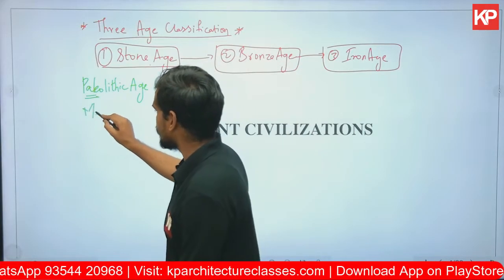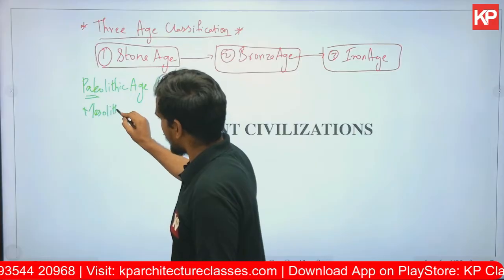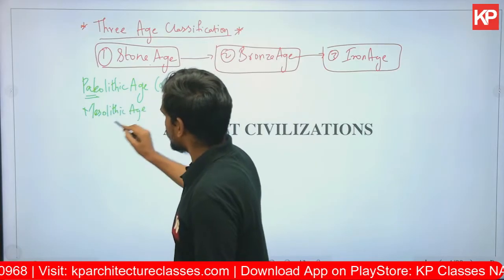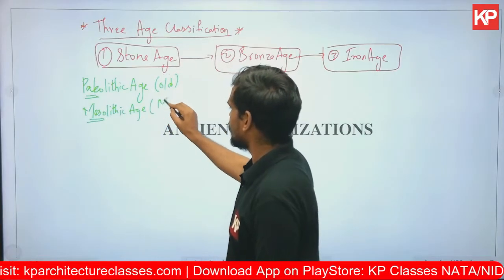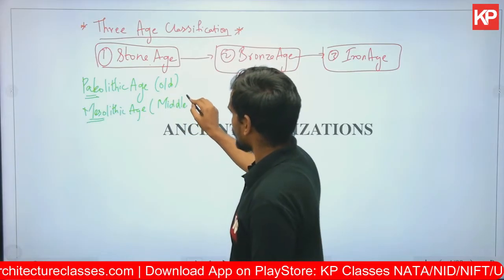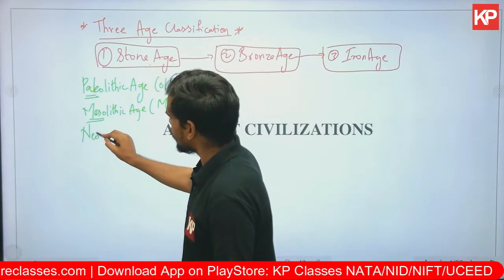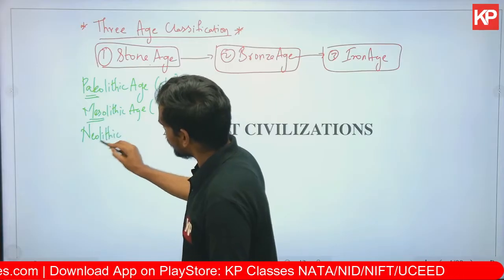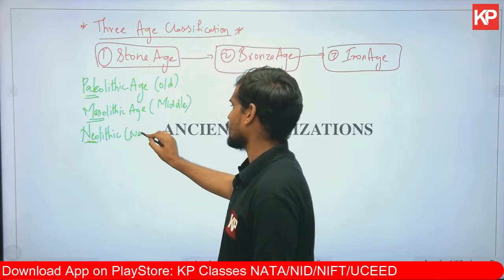Then you have Mesolithic Age. That is middle. Meso is a root word again in Greek for middle. So this is Middle Stone Age. And then you have finally Neolithic Age. Neo is basically New Stone Age.